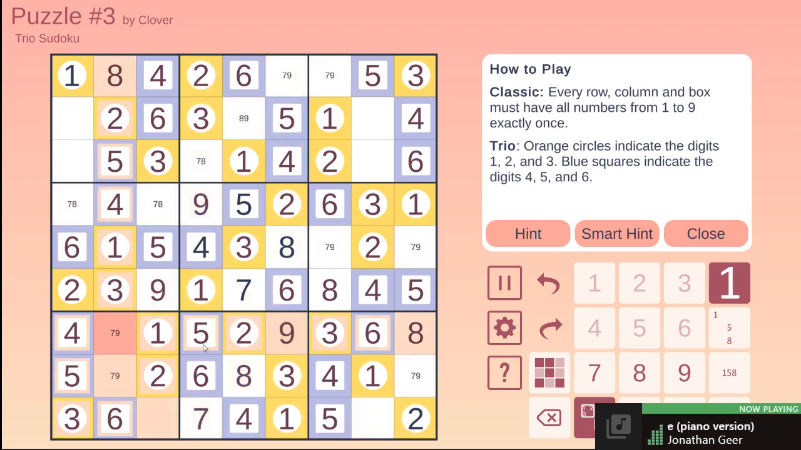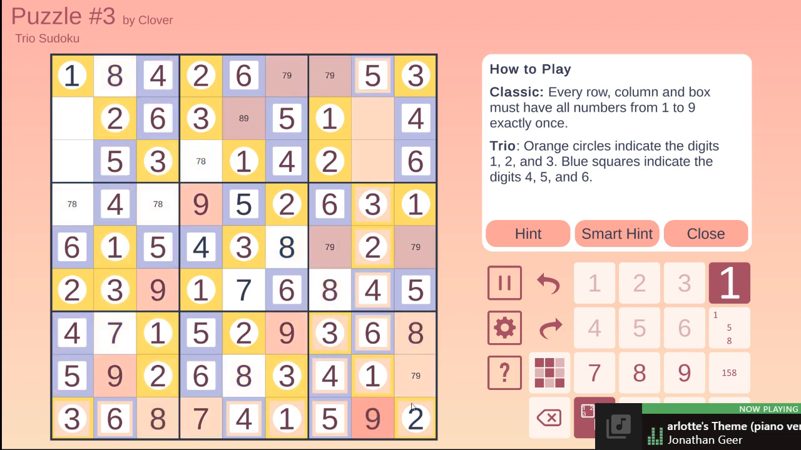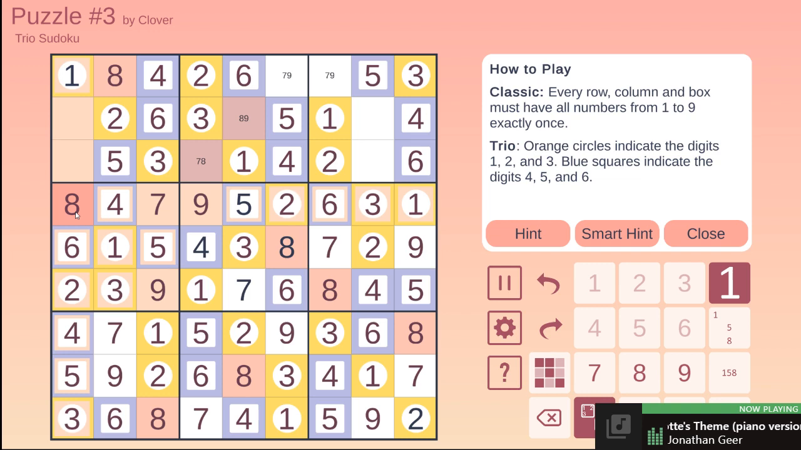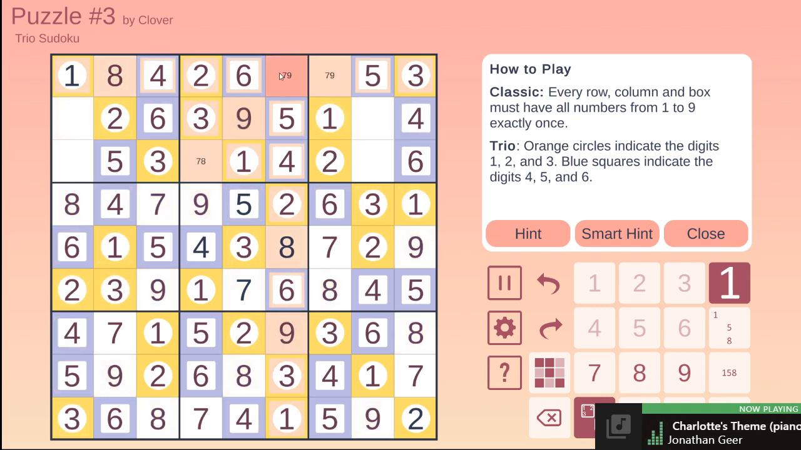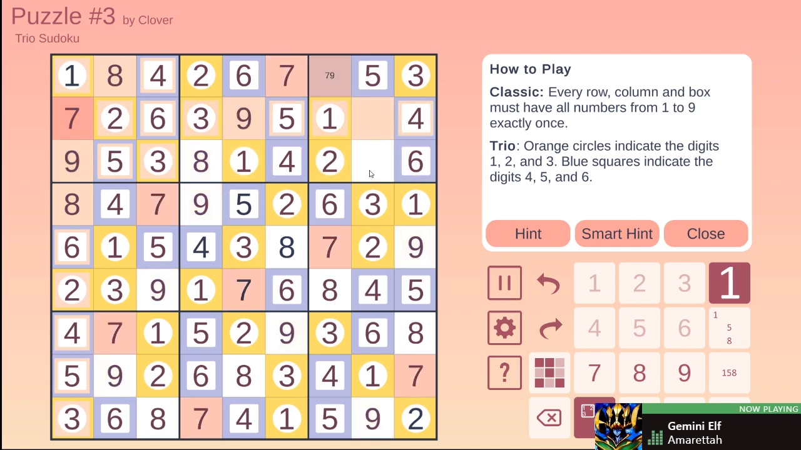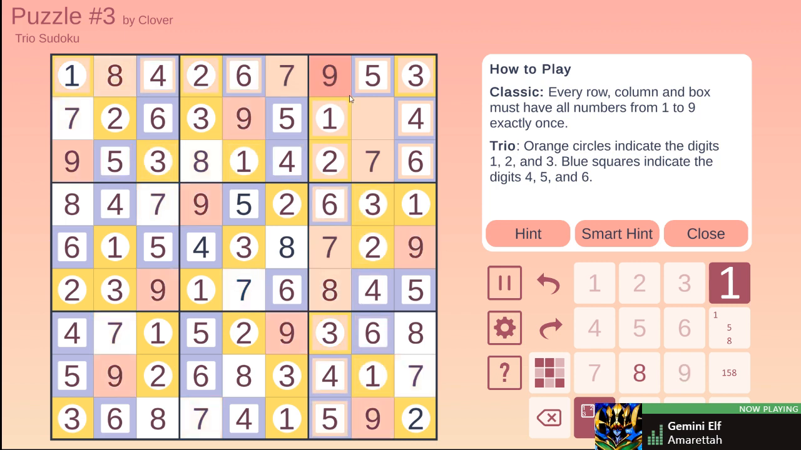Which means this is a 7, this is a 9, this is an 8, this is a 9, this is a 7, this is a 9, this is a 7, this is a 7, this is an 8. Then we got a 9 here, a 7 here, an 8 here, and 9 here, a 7 here, 7 has to be here, 9 here, 8 here.